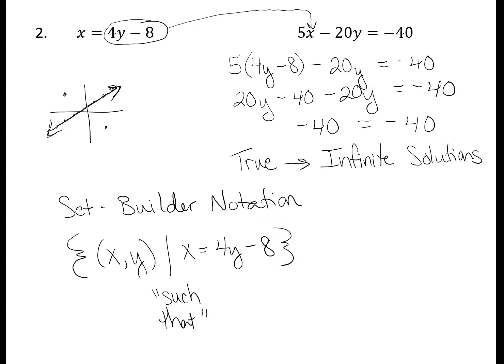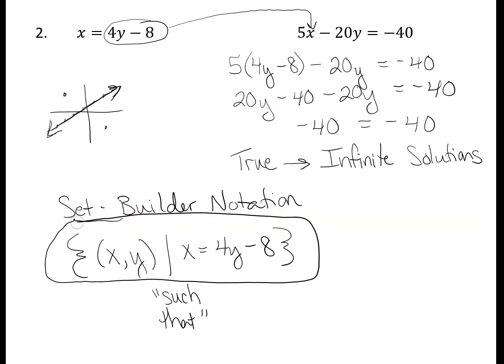Because every point, every ordered pair whose x value is 4 times y minus 8 is going to be on this line. So this is just a way of saying the set of all ordered pairs such that they are on this line. And that is the solution for this problem number 2.